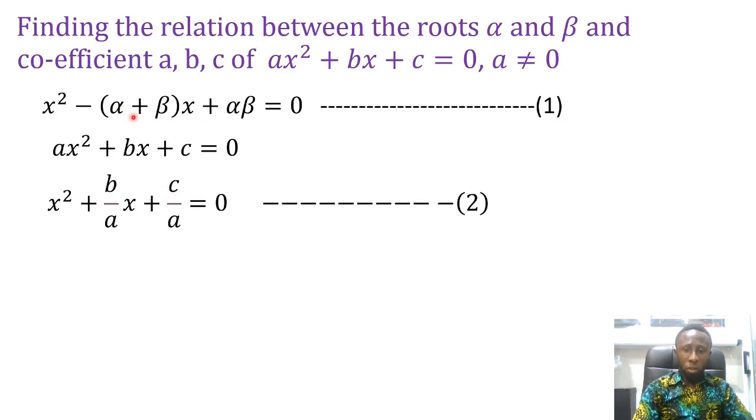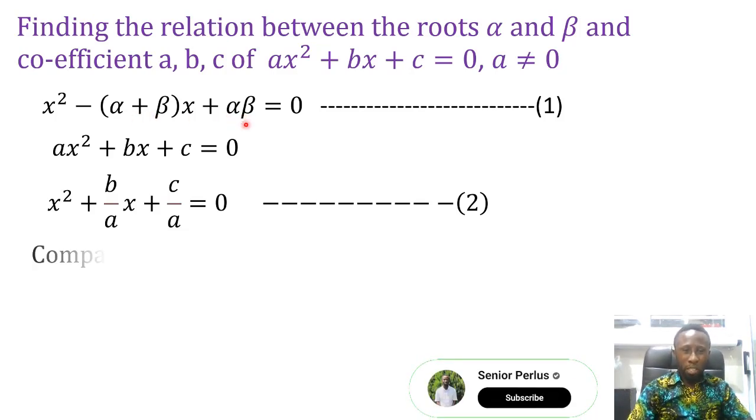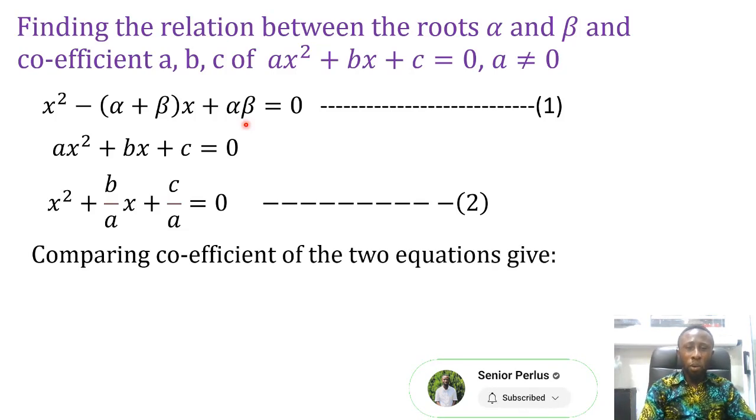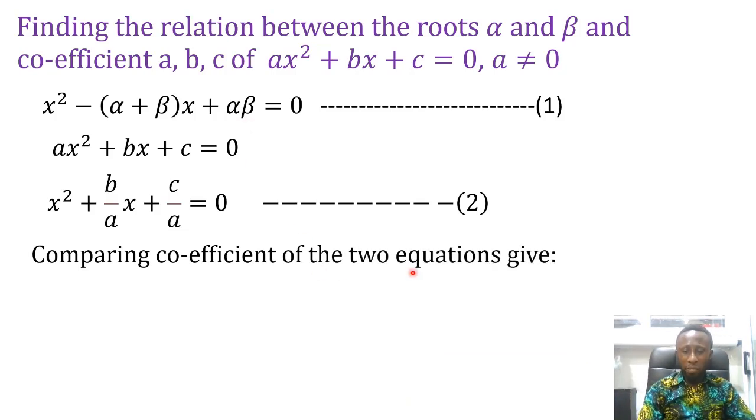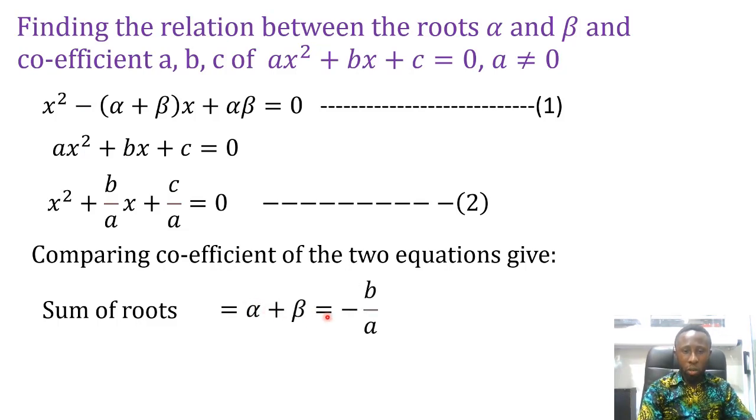So we said this one is what? Yes, sum of roots. Good. And this one is the product of roots. So comparing the coefficients of the two equations given, the sum of roots, that's what? Alpha plus beta. Yes, negative, right? So alpha plus beta equals negative b out of a.